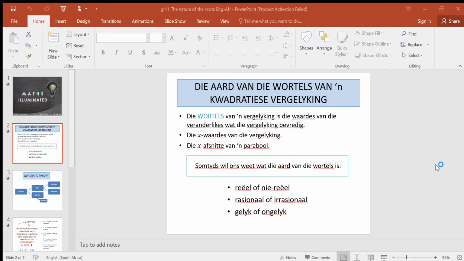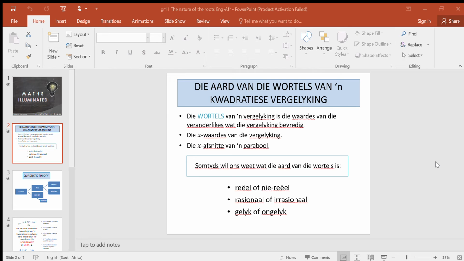Okay, now sometimes we want to know what the nature of those roots is. Ons wil weet wat die aard van daai wortels is. Met ander woorde, is hulle reëel of nie reëel? Are they maybe rational or irrational? En dan ook, is die wortels gelyk? Met ander woorde, were both of them the same? Or were they unequal? Nee, was hulle ongelyk?